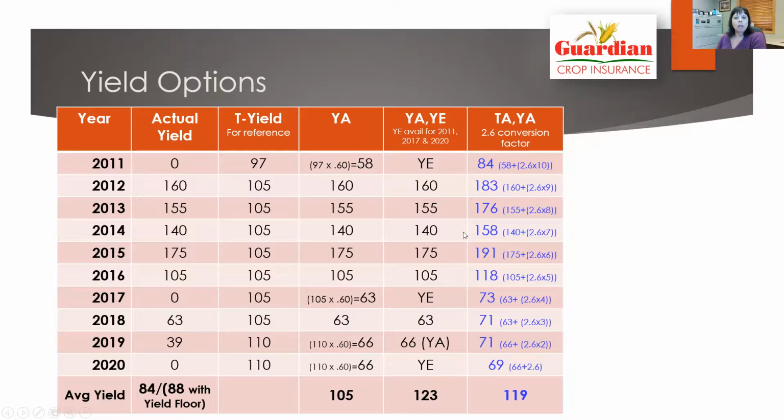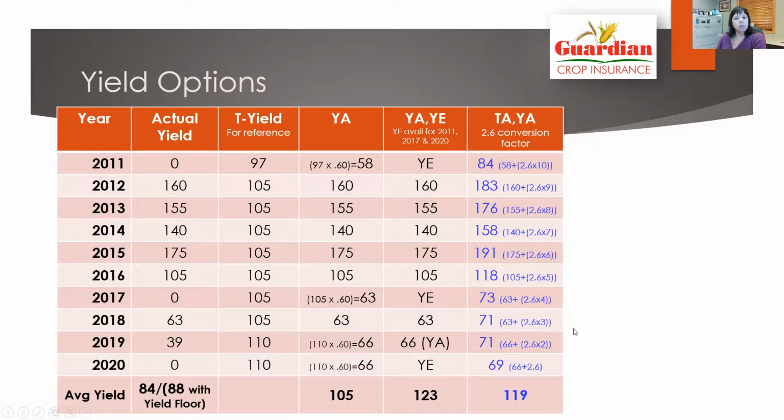Okay, then we're going to do the same thing with all the other ones. And then all the way through, we've added the trend adjustment to all of them based on how old the yield is. And we come to a 119 for an average. Now, in this case, you're probably thinking, well, why would I do the trend adjustment?